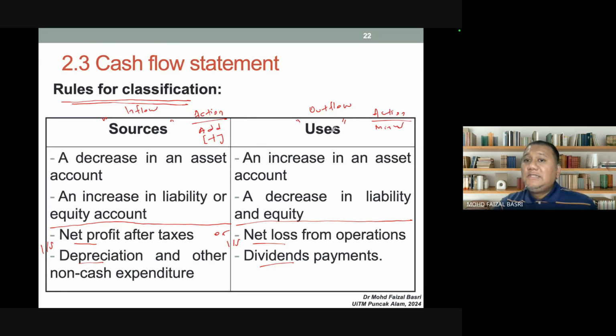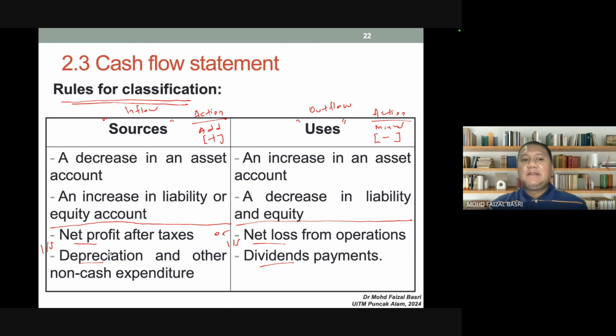Okay, so the uses, anytime we label as use, we will minus or we just put it in the bracket. Put in the bracket. Okay, so the bracket indicates minus. Okay, so when we talk about net income, it can be positive, it can be negative. Straight away, if positive it is net profit. If it's negative, it is a net loss. Okay, so this one is very straightforward, no problem.